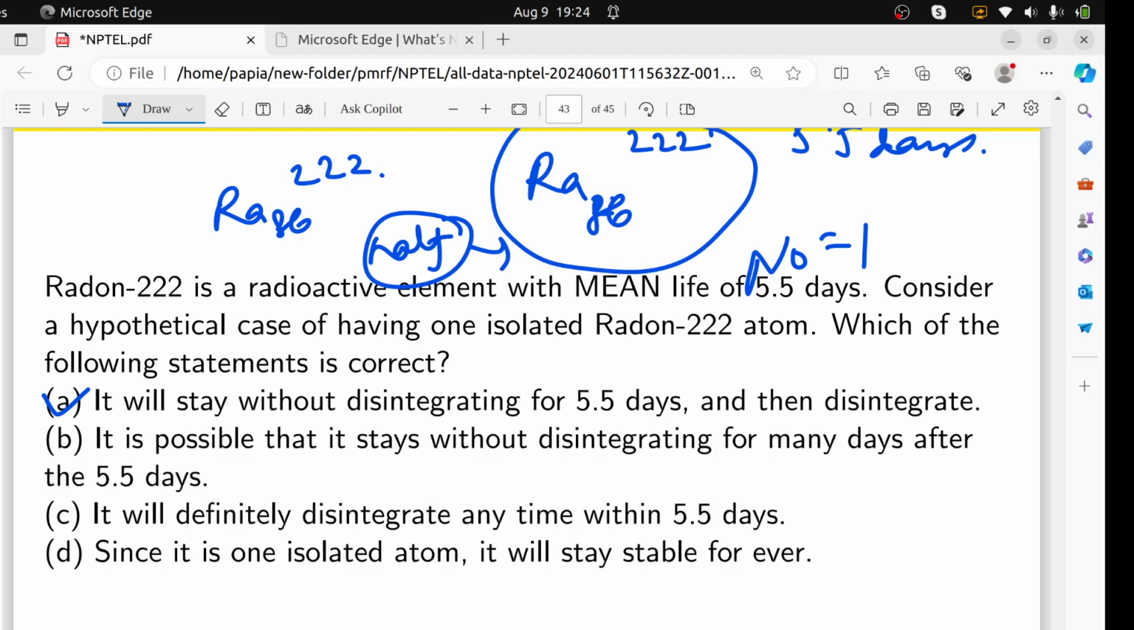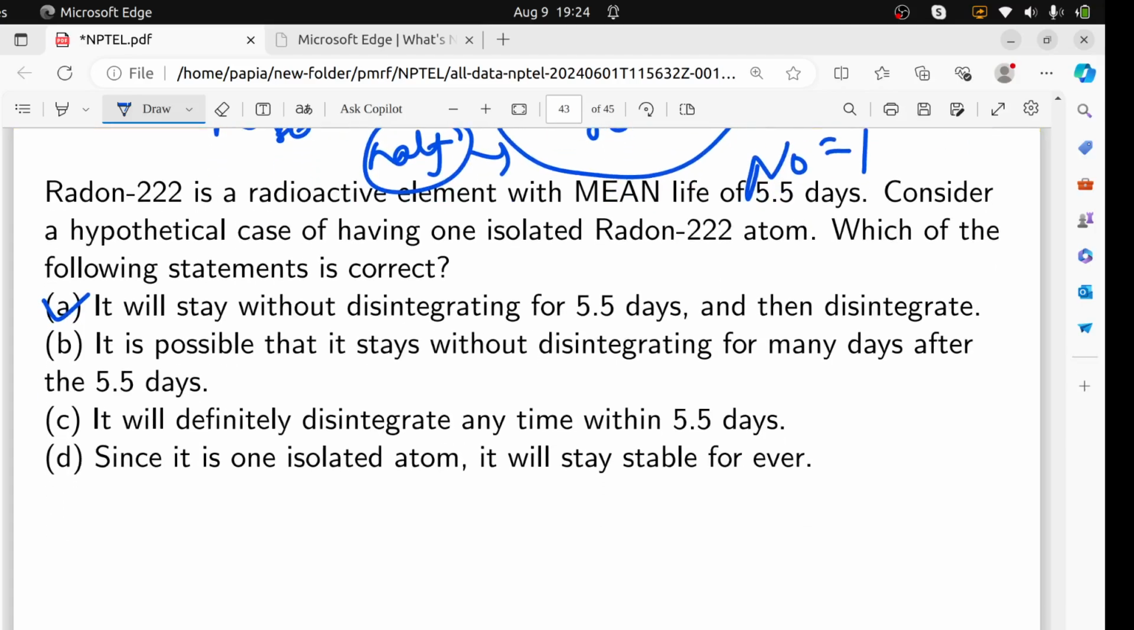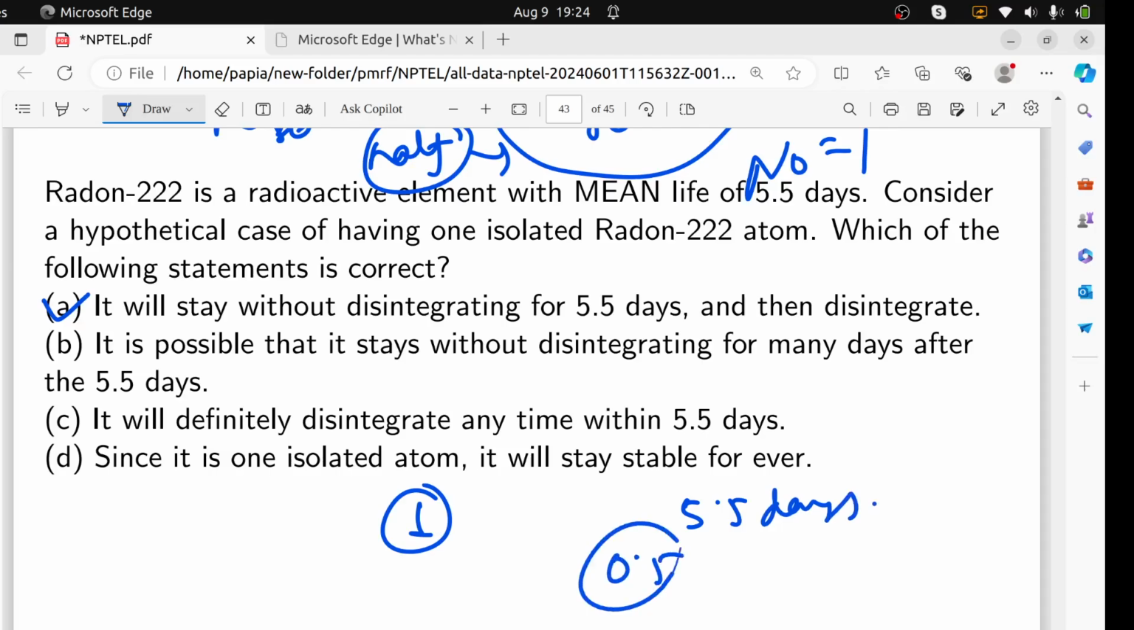Ma'am, but half-life won't make sense, right? If we say half-life of an isolated radon atom, then that entire statement is logically not true, right? Only one particle is there. If half-life is, let's say, 5.5 days, 0.5 is going to decay within 5.5 days, and after 5.5 days the other 0.5 is going to decay. But that does not make any sense, because 0.5 means half of the particle, and half of the particle should not decay in any way.